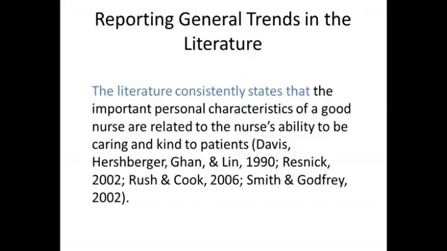So for instance, one of the common findings in a literature review is that several authors are consistently saying the same idea. This is a known or a general trend in the literature. For example, the student found that the literature consistently stated that the important personal characteristics of a good nurse are related to the nurse's ability to be caring and kind. The information in the blue is the student's finding about all of these different sources. Here there's 1, 2, 3, 4 different sources, as we see from the years.